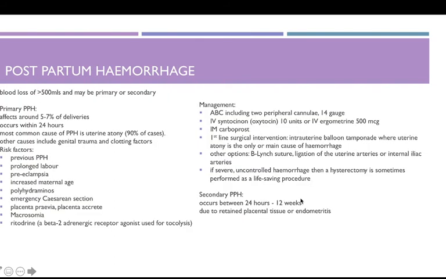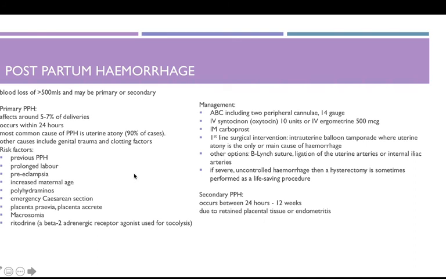Okay, postpartum hemorrhage. You can have primary or secondary postpartum hemorrhage. Secondary occurs between 24 hours and 12 weeks of giving birth. It's due to retained placental tissue or endometritis. Primary postpartum hemorrhage occurs within 24 hours. It affects 5 to 7% of deliveries, and the most common cause is uterine atony. So I've just listed some of the risk factors here.